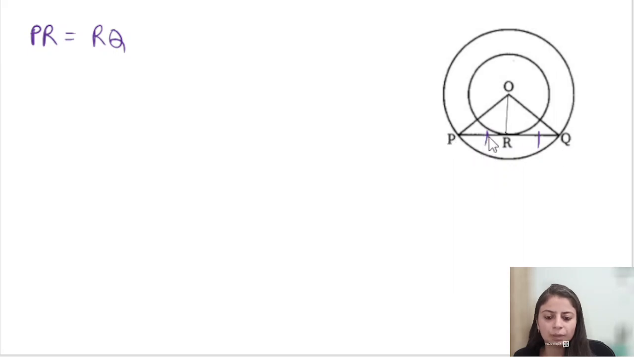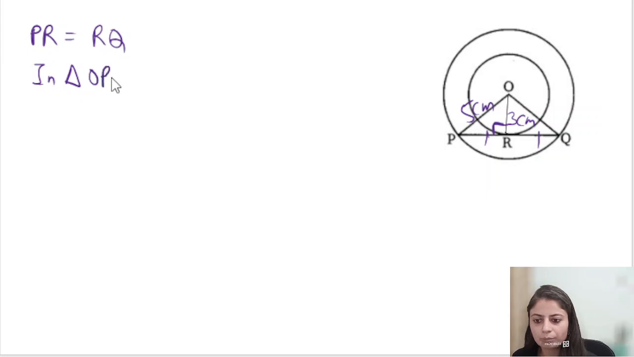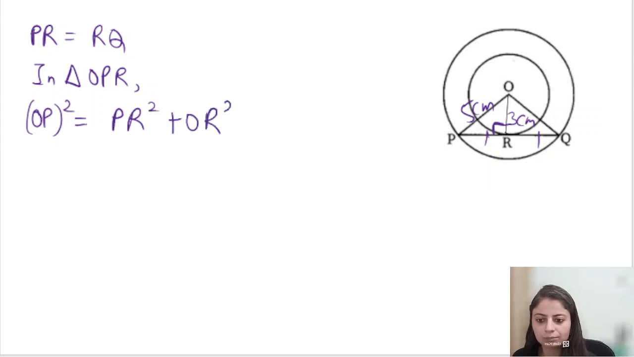Okay. So now OP is 5 centimeter and OR is 3 centimeter, right? And we know that this angle is 90 degrees. So we can use Pythagoras theorem in this triangle. So in triangle OPR, I'll use the Pythagoras theorem, which means square of hypotenuse, which is OP, equals the sum of squares of other two sides, which is PR square plus OR square.